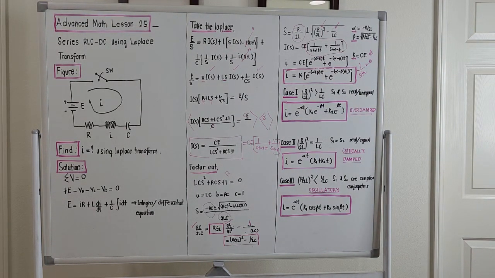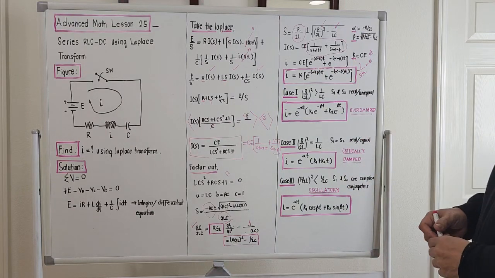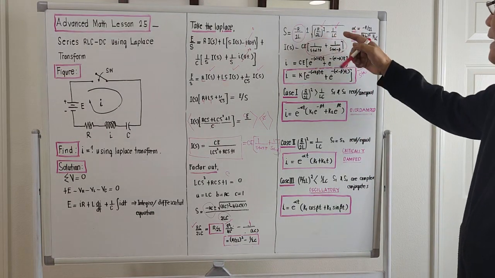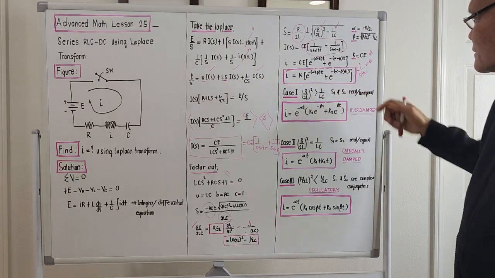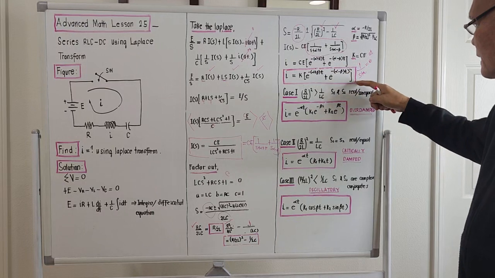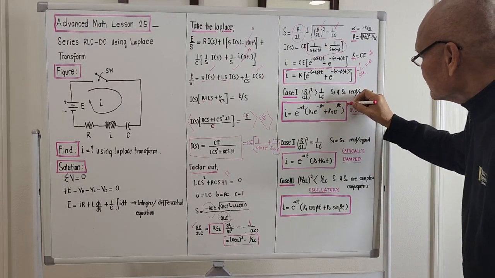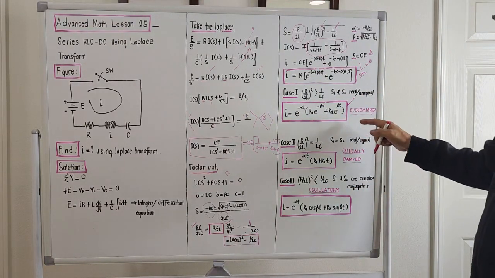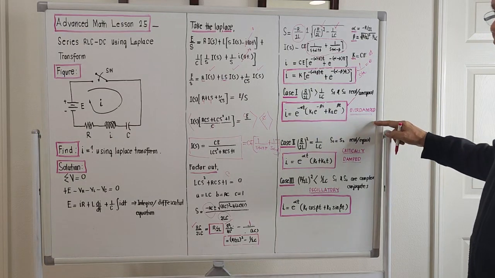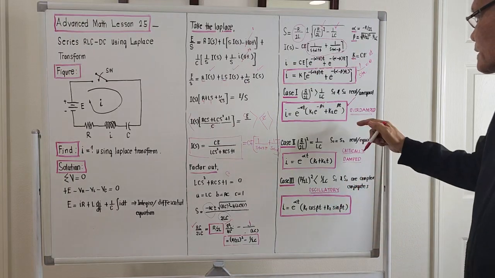Okay, so for the three cases now, under series RLC DC, there are three cases. If the value inside the radical sign, R over 2L quantity square, is greater than 1 over LC, S1 and S2 are real and unequal, and this is the resulting solution. The circuit is said to be so-called overdamped. Okay, it cannot go to the so-called oscillatory condition, overdamped.